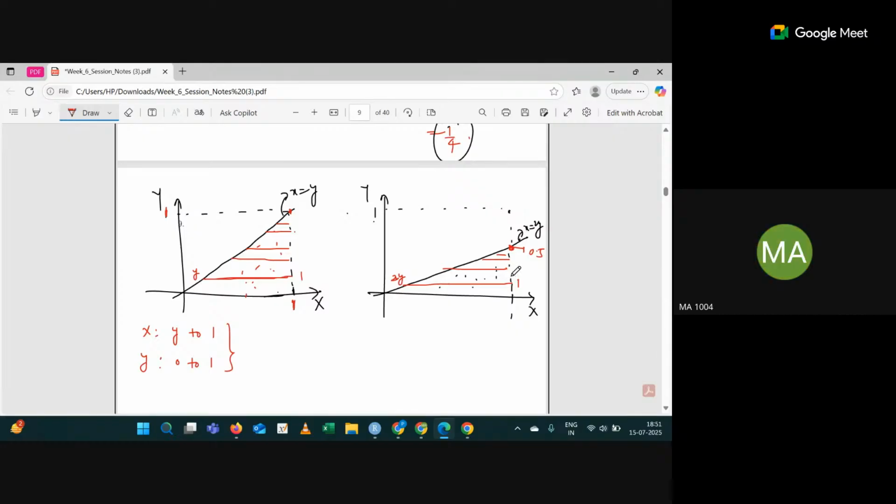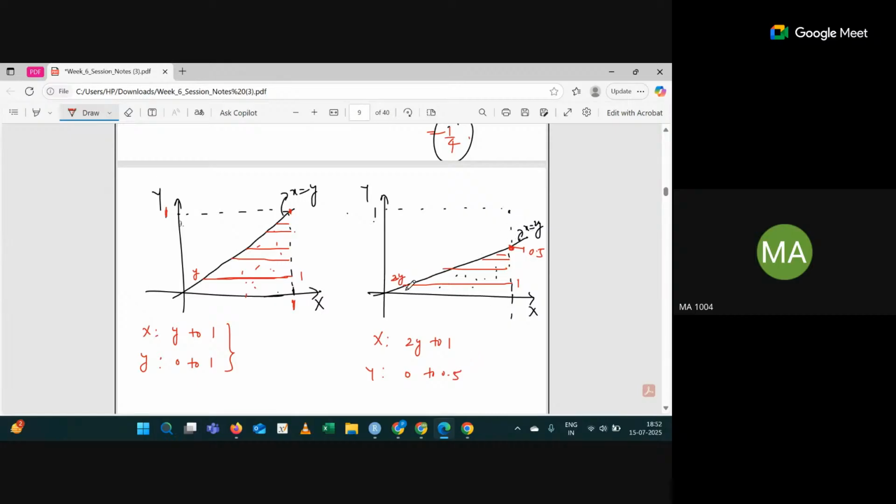Yes, sir. Are you getting my point? So if we simply substitute, what is the upper limit of x? It's 1. Right? If the upper limit of x is 1, what will be the value of y in that case? Half only. So the limit of x will be 2y to 1, and the limit of y will be 0 to 0.5. Are you getting my point?